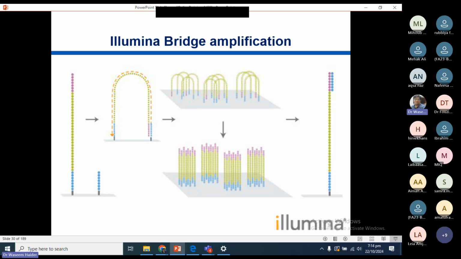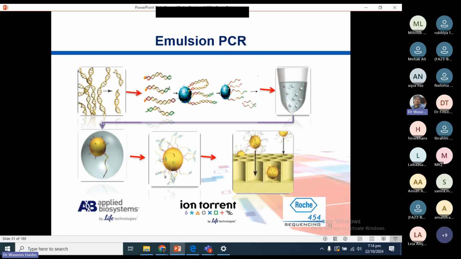So two things are important: what base is here, and how strong and how good is your signal. What base is there is called base calling. And the quality thing is called quality scores or quality calibration. Anyways, in emulsion PCR, you put these fragments onto those bead-like things, the balls, the beads, and all three technologies agreed to adopt that emulsion PCR.